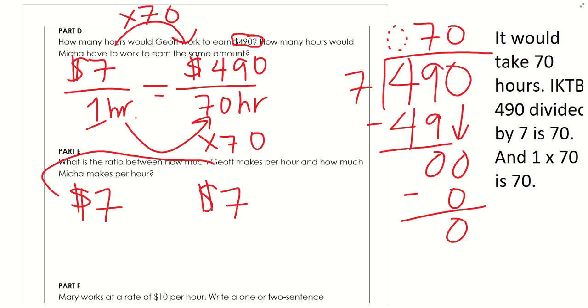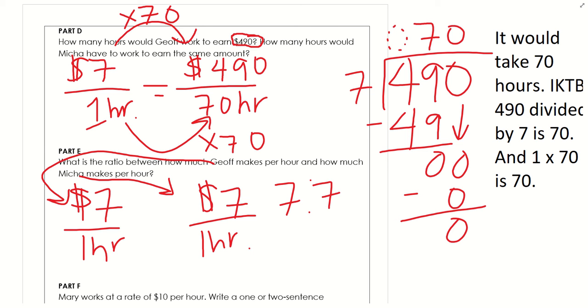This is Jeff right here. This is Micah right here. $7 per hour, $7 per hour, which means that their ratio would be 7 to 7. The ratio of Jeff to Micah is 7 to 7. If you wanted to write this in simplest form, they do have a common factor. That common factor is 7. So this would simplify to a 1-to-1 ratio. So if you were answering this, you would say the ratio of Jeff to Micah's pay is 7 to 7 or 1-to-1.